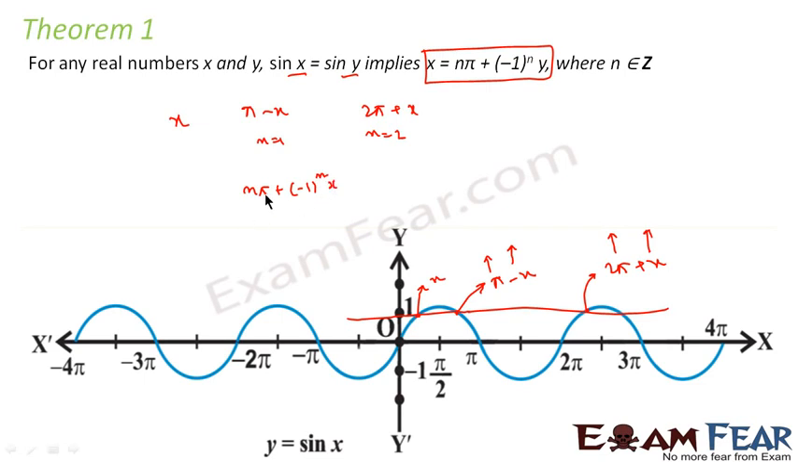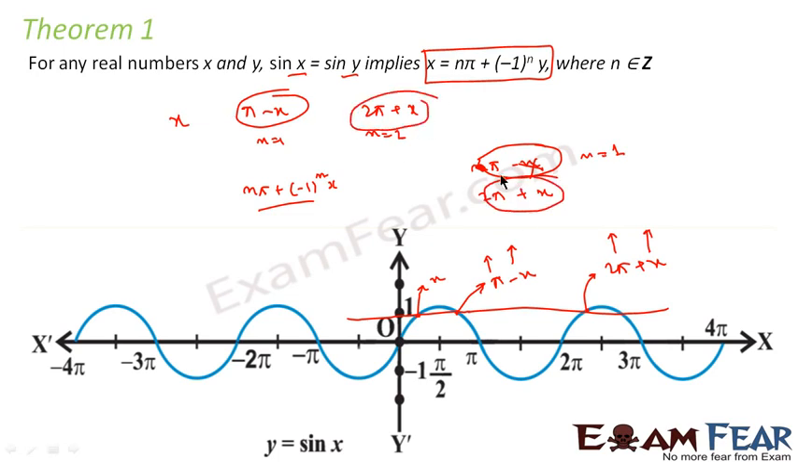If you put n is equal to 1, you get pi minus x. If you put n is equal to 2, you get 2 pi plus x. So that's what we have proved. Pi minus x and 2 pi plus x are all the same. Please remember this: x is equal to n pi plus minus 1 to the power n y for sin x.